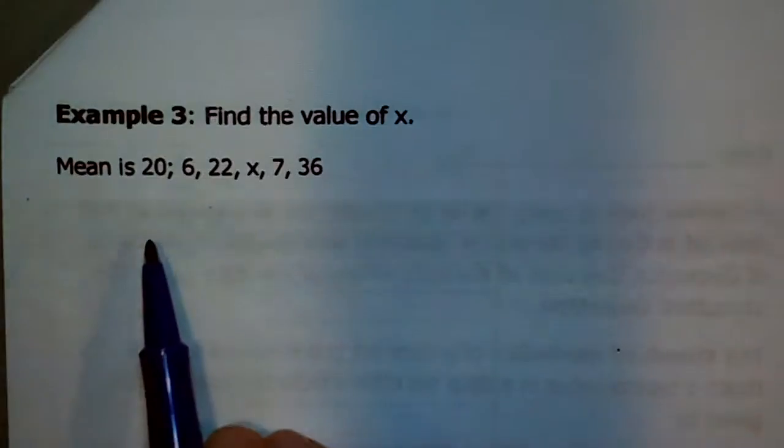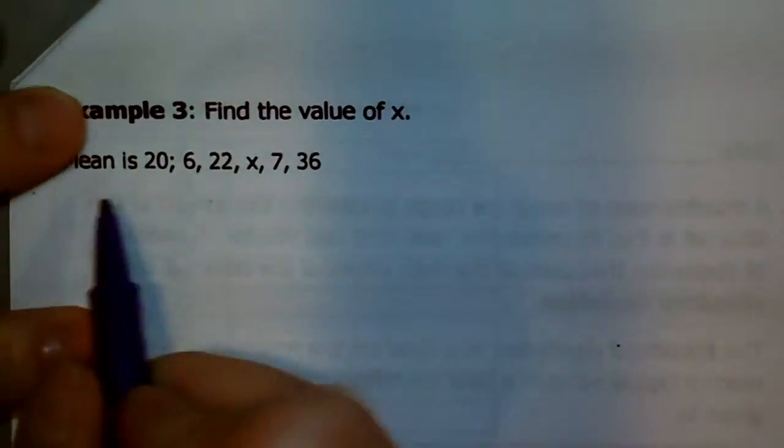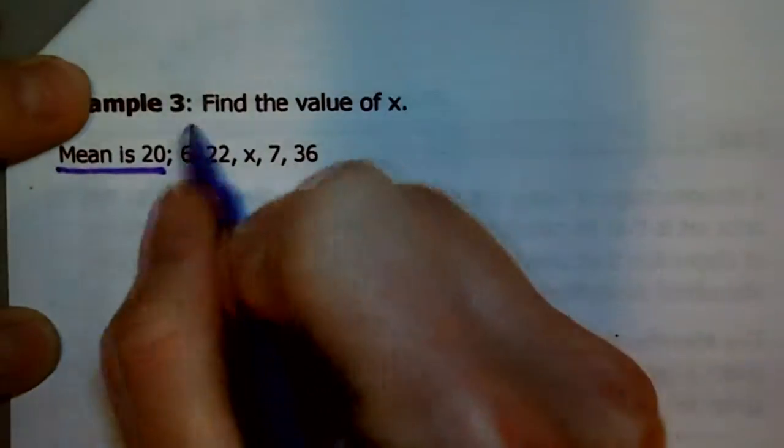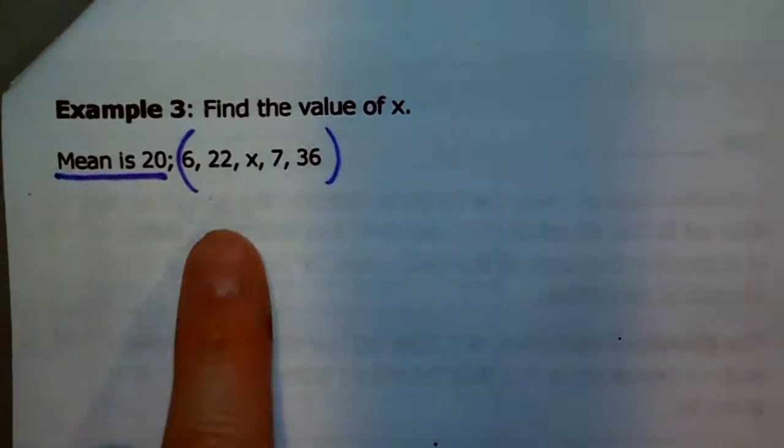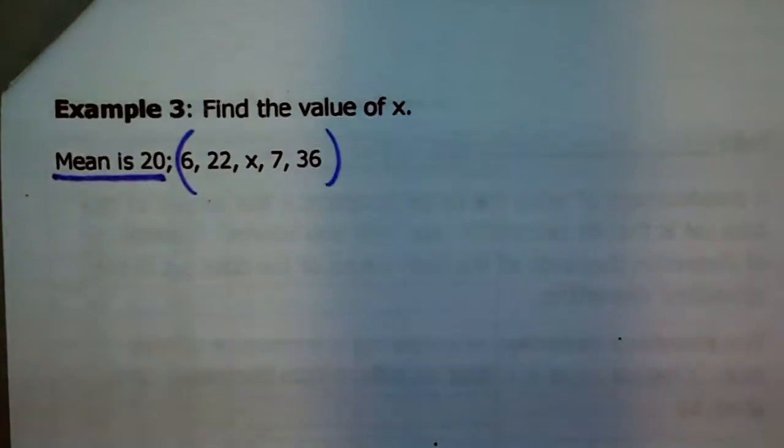Okay, a couple more examples here, so flip your page. Let's make sure you can see it. There we go. Okay, example 3, I ask you to find the value of x. It says here that the mean is 20, and here's my data set. I'm going to do that so I know that the 20 is not part of the data set. The 20 is actually what the mean is. So you have 5 values here, and I tell you that the mean of those 5 values is 20. We have to try to figure out what x is.